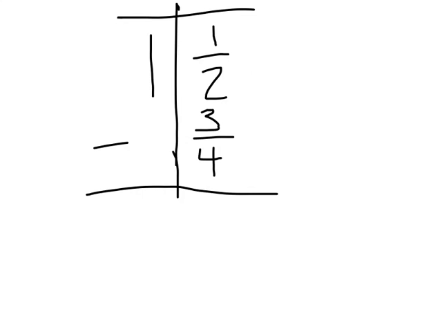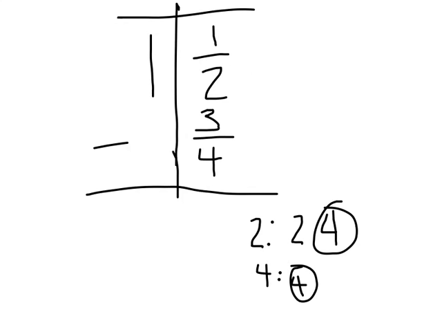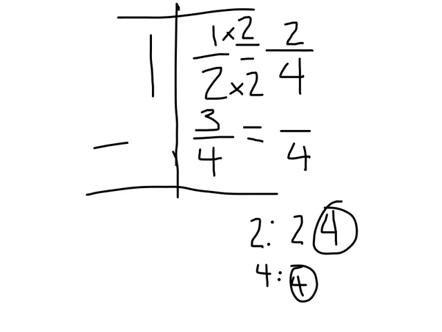I can't subtract these fractions because they have different denominators. So the first thing I need to do is find my least common denominator. I'm going to do that by listing my multiples, 2, 4, and 4. 4 is my least common denominator. Now, I know that to get from 2 to 4, I multiply by 2, so I have to multiply by 2 on the top. That gives me 2/4. To get from 4 to 4, I multiply by 1, so I have to multiply by 1 in the numerator. That gives me 3/4. Now I'm ready to subtract.